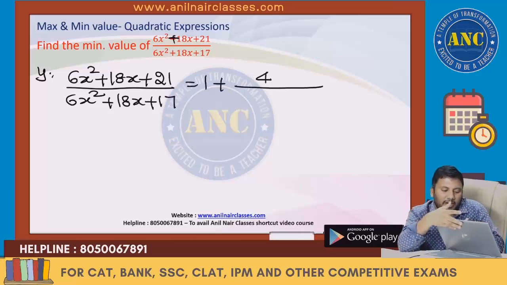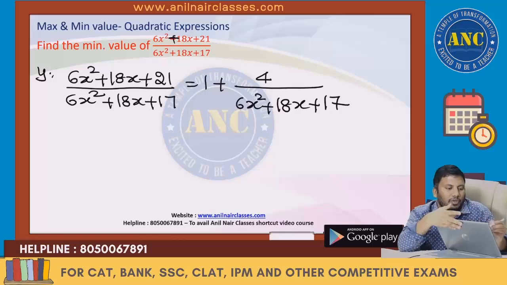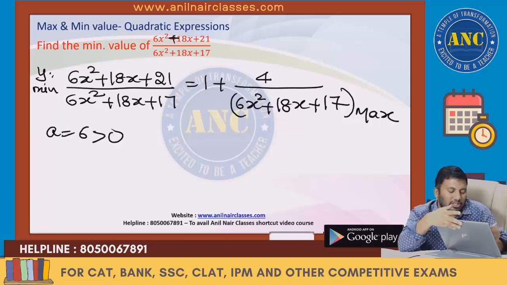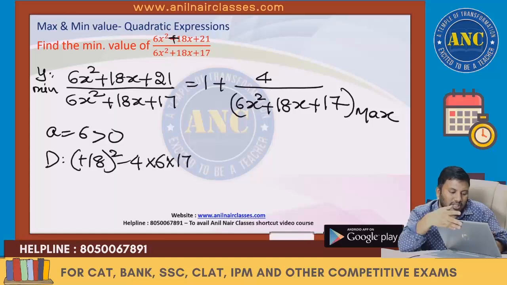This is nothing but 1 plus 4 by 6x square plus 18x plus 17. This is minimum, so the denominator should be maximum. A is 6, greater than 0. D is b square minus 4ac, which is 18 square minus 4 into 6 into 17, less than 0.